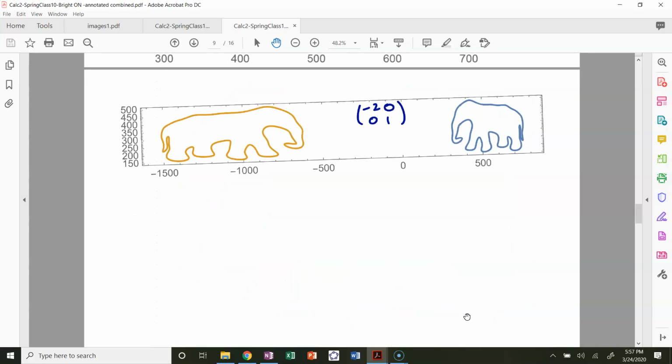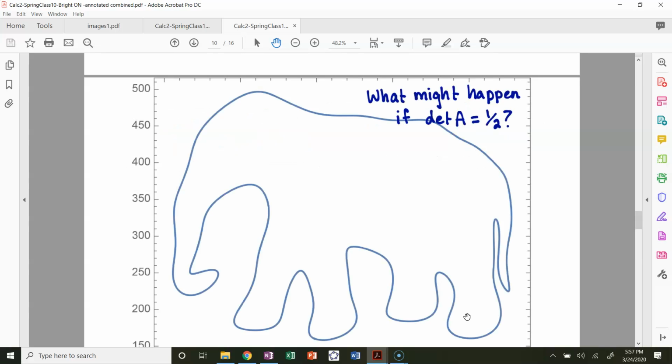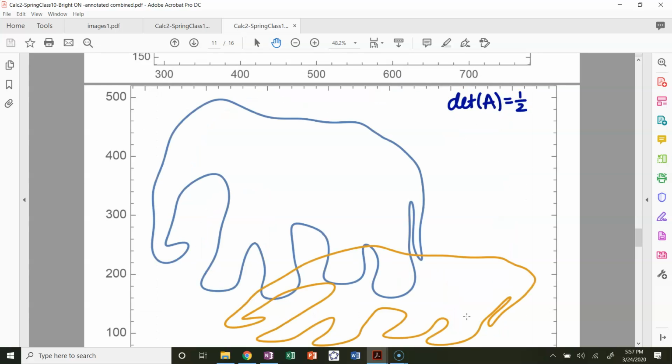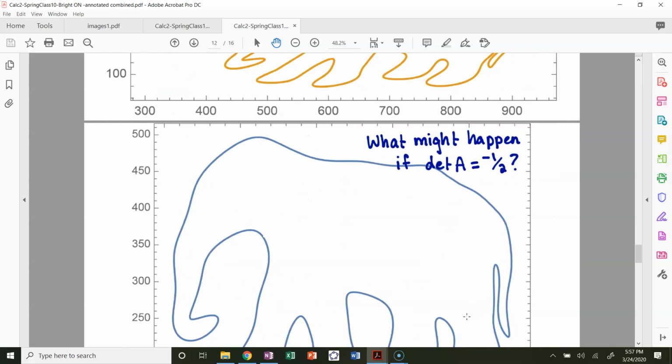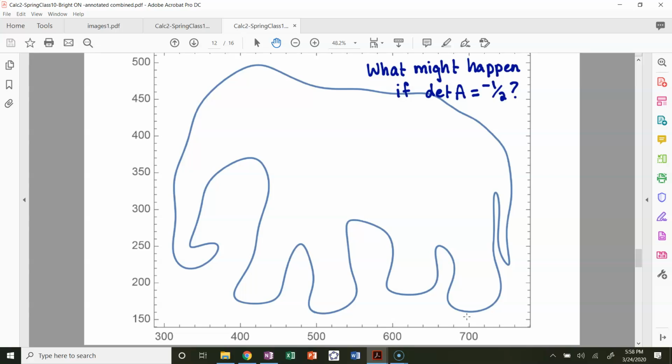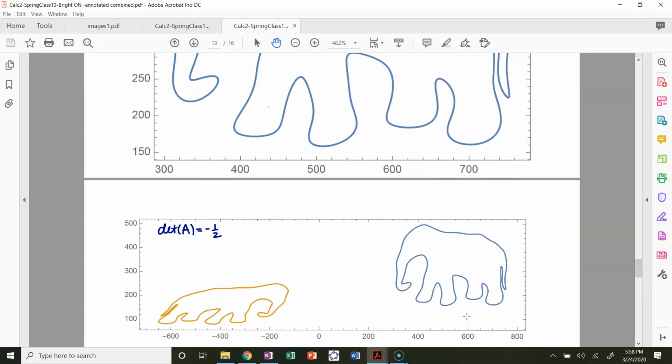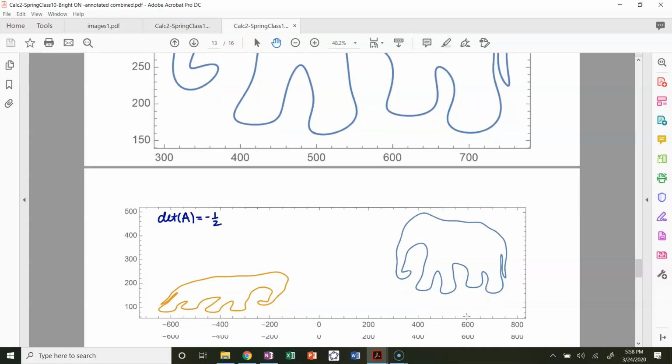In your mind, did this happen? Does it make sense? And now we have another one. What happens if the determinant is 1/2? What could happen? Could that happen? I think so. What if the determinant is -1/2? Again, pause the video. So it should sort of reverse its orientation and shrink in area.